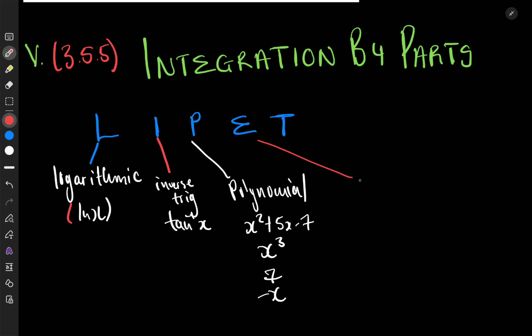Now we have the E, representing exponential functions. You can put the word functions, but these are all functions. Exponential functions are when you have x as a power. A very common one is e to the x. What makes it exponential is not the e, it's the power. x is a power. Exponent means power.